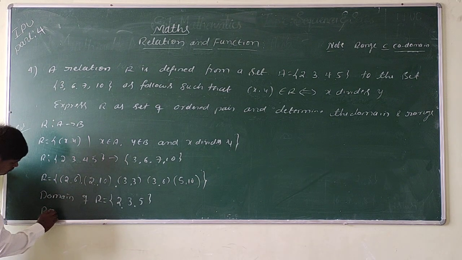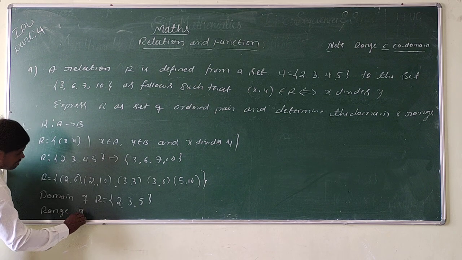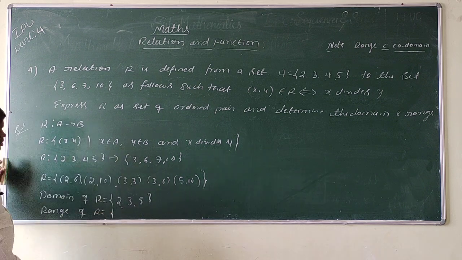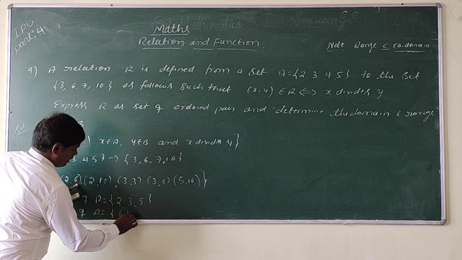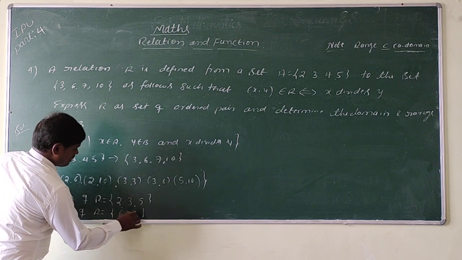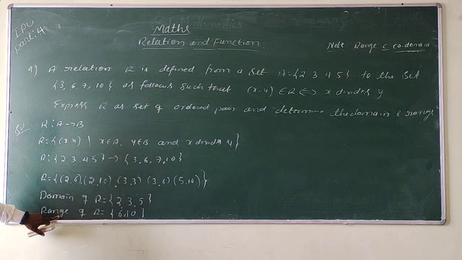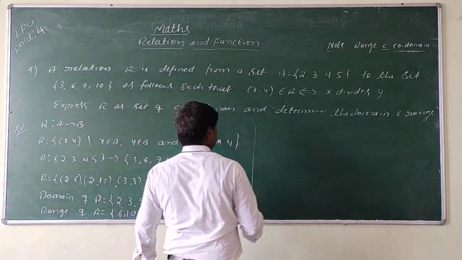And the range of R is equal to the set of all second elements. That is 6, 10. Okay, observe here. So here the range, we already know that.